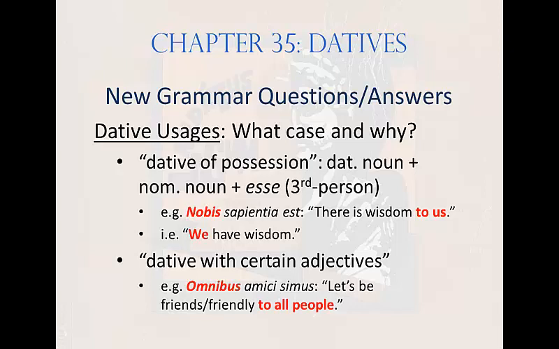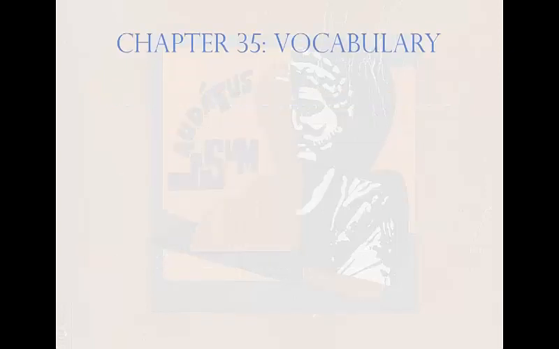Omnibus is what case and why? Dative with a special adjective, or amicus. That's it for the grammar in this chapter. Now let's look at the vocabulary.